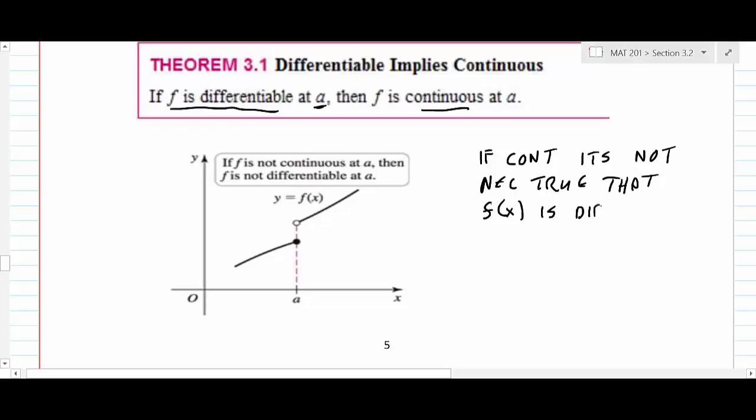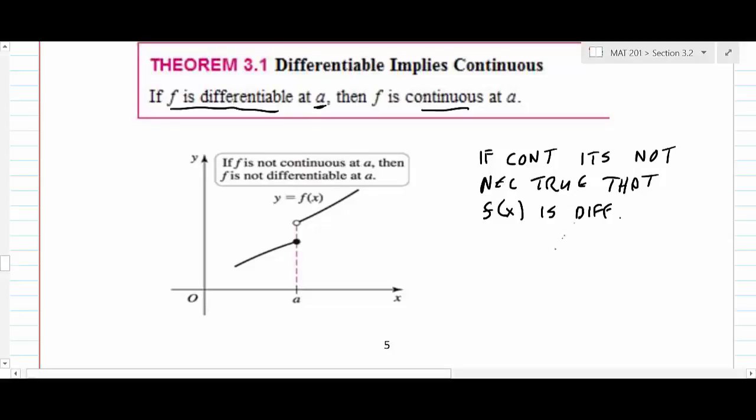And you can just abbreviate that right there. So see, this is a theorem. It's an if-then. This is saying if you conclude that something's differentiable at some place on the graph, then you can conclude with absolute certainty that it's continuous there. But if you do it the other way, it doesn't necessarily work.